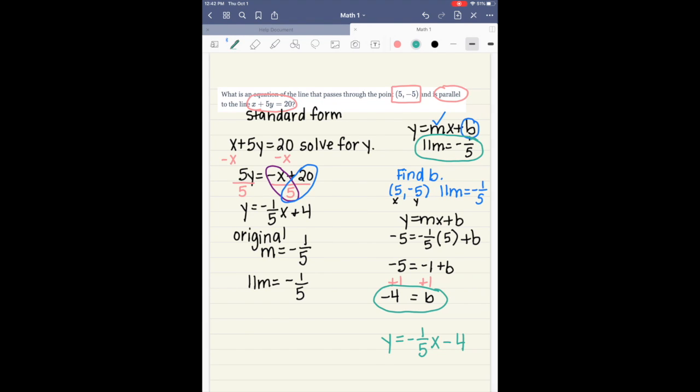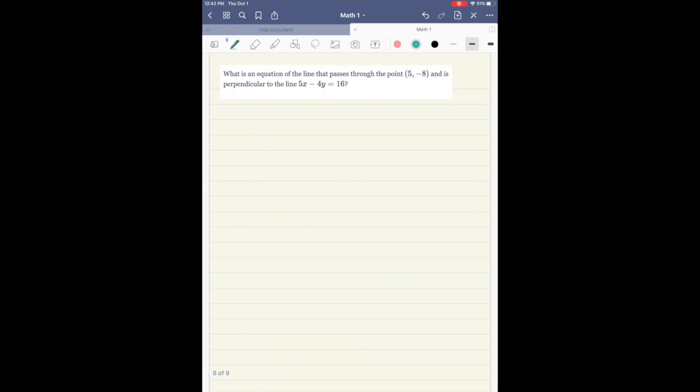All right, so let's look. Now, the key to this is being organized. Write your stuff out, okay? Write your information so you don't get anything confused. So for this problem, they want a line that passes through this point, and it's perpendicular this time, perpendicular to this line. So again, for this equation, I'm going to have to solve for y.